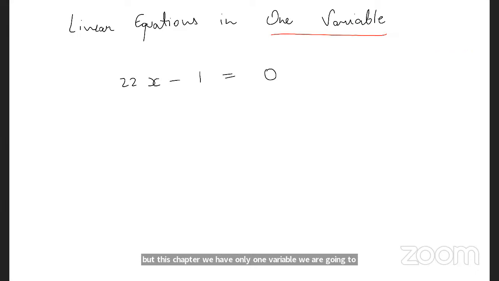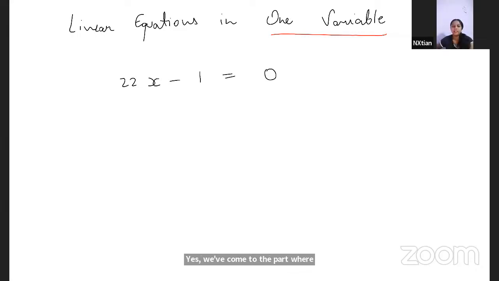Ma'am, it's called linear equation because the highest power is 1. Yes, highest power is one. The degree is 1. Yes, we'll come to the part where we'll talk about the degree, but right now let's understand its meaning.